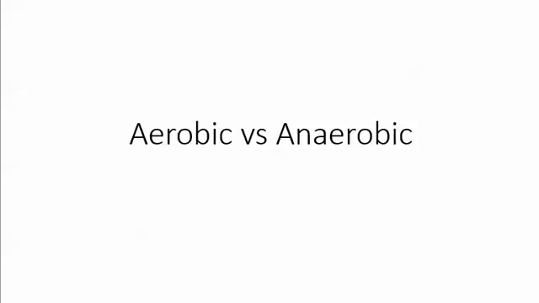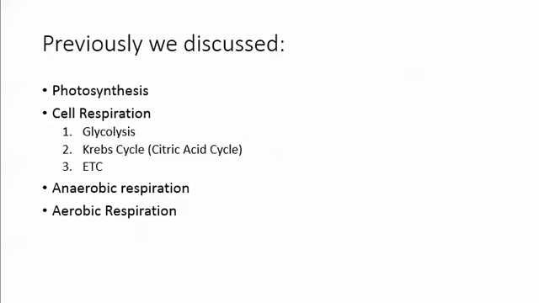Hello class, today we are going to look at aerobic and anaerobic respiration. So we previously talked about photosynthesis and cellular respiration, and in cellular respiration there were three major steps: glycolysis, the Krebs cycle, and the electron transport chain, also known as ETC. Now, some of these steps are anaerobic and some of these steps are aerobic. But before we do that, let's go ahead and talk about what anaerobic and aerobic means.